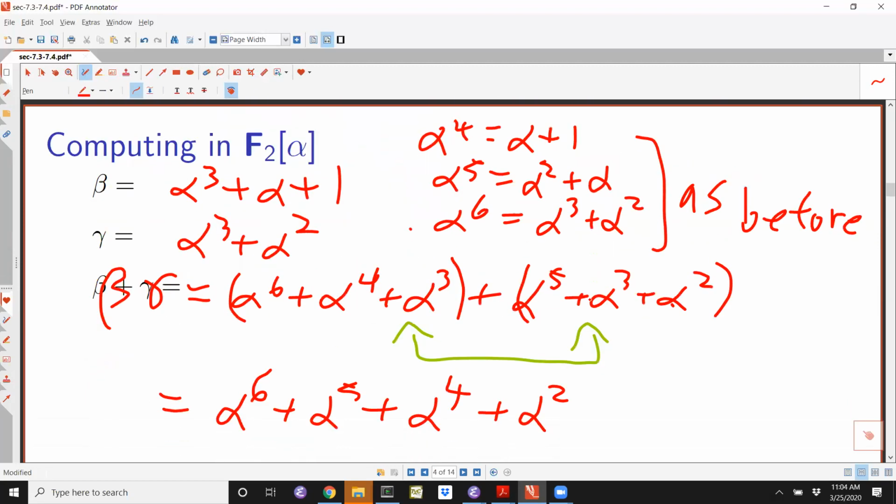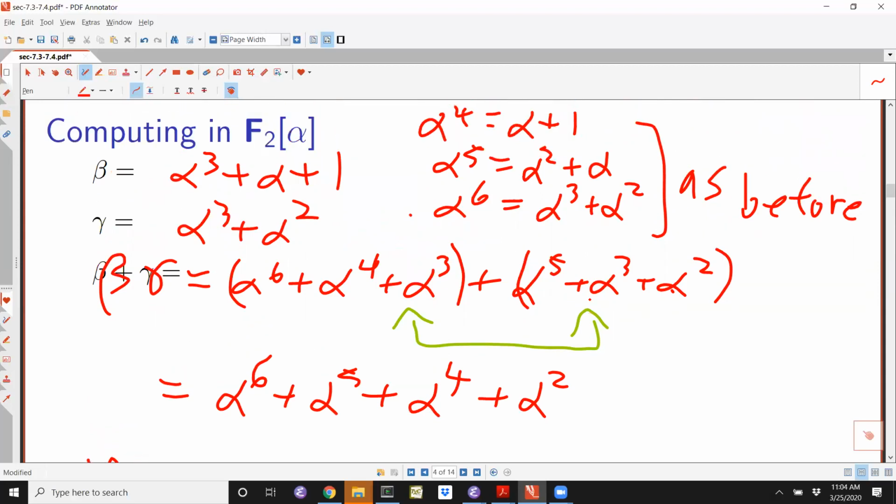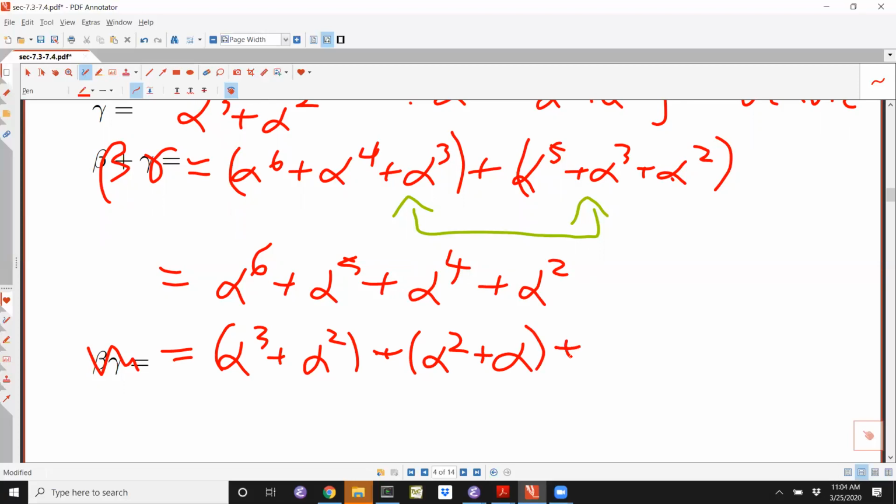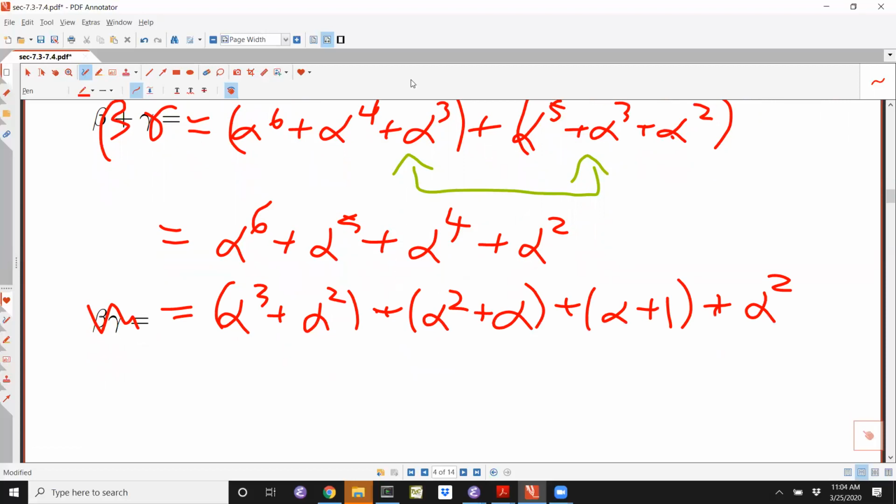And then we apply our rules. Alpha to the 6th is alpha cubed plus alpha squared, and alpha to the 5th is equal to alpha squared plus alpha, and alpha to the 4th is equal to alpha plus 1, and alpha squared is just alpha squared. And so we get a bunch of cancellation here again.